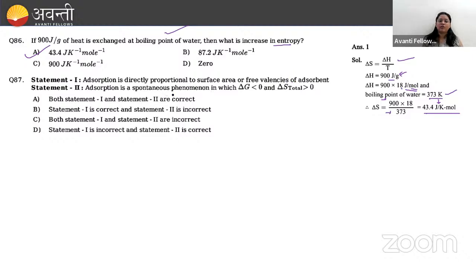Next, adsorption is directly proportional to surface area or free valencies of adsorbent. Next, adsorption is a spontaneous phenomenon in which delta G, that is Gibbs free energy, is less than 0 and delta S is greater than 0. So this is correct. And adsorption is directly proportional to surface area or free valencies of adsorbent. Yes, this is also correct. So both statements, statement 1 and statement 2, are correct here. We have seen this in adsorption. Any doubts in this? Okay, let's move on to the next problem.